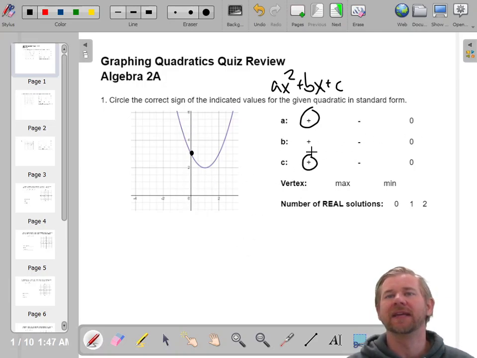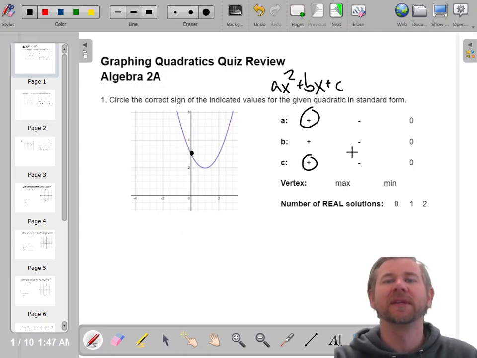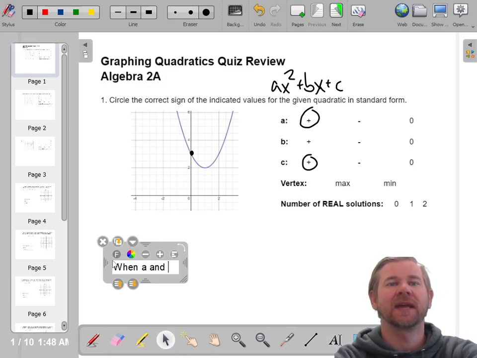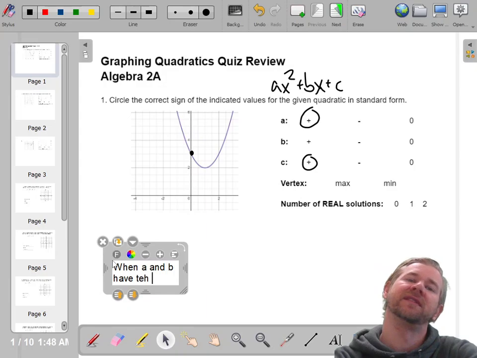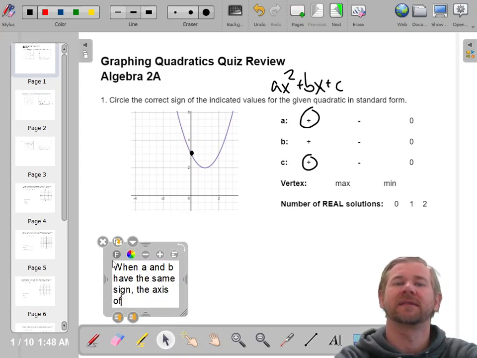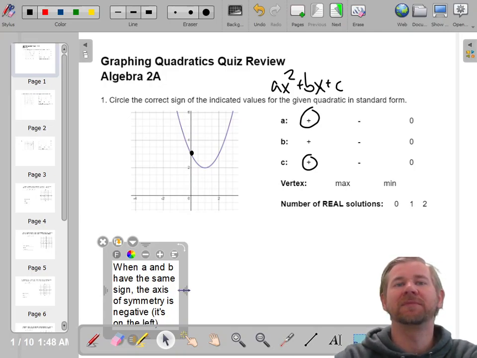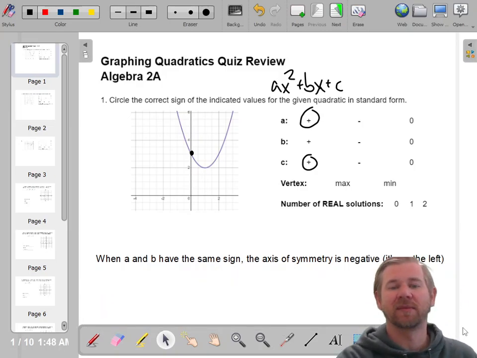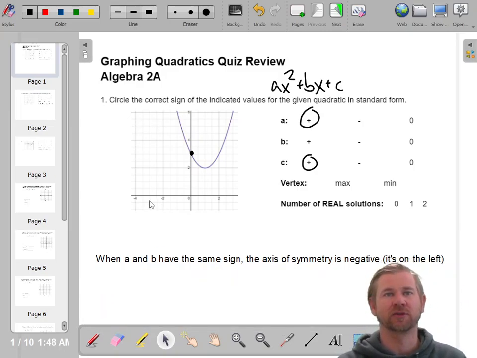The one that's tricky is the b value in there, and the way that I remember this, and this is probably something that you should just memorize, is when a and b have the same sign, the axis of symmetry is negative. It's on the left. When a and b have the same sign, the axis of symmetry is negative. So that means the parabola will shift to the left. The axis of symmetry will be over here.